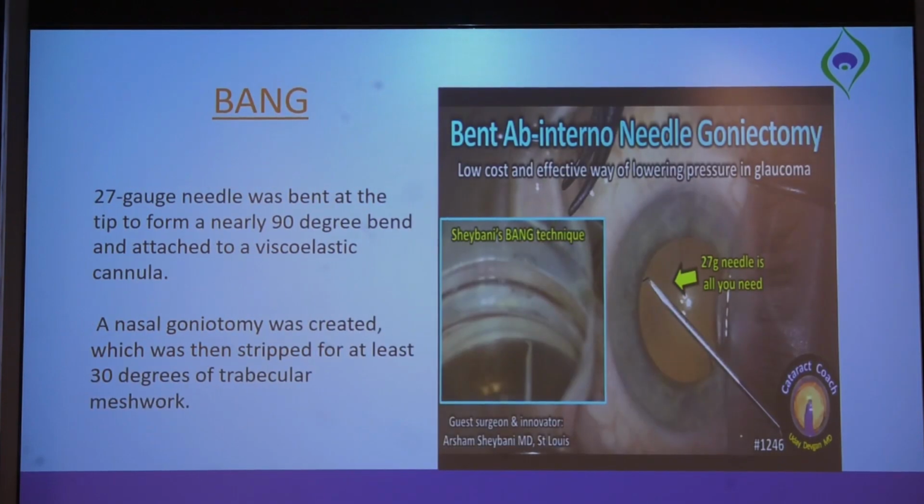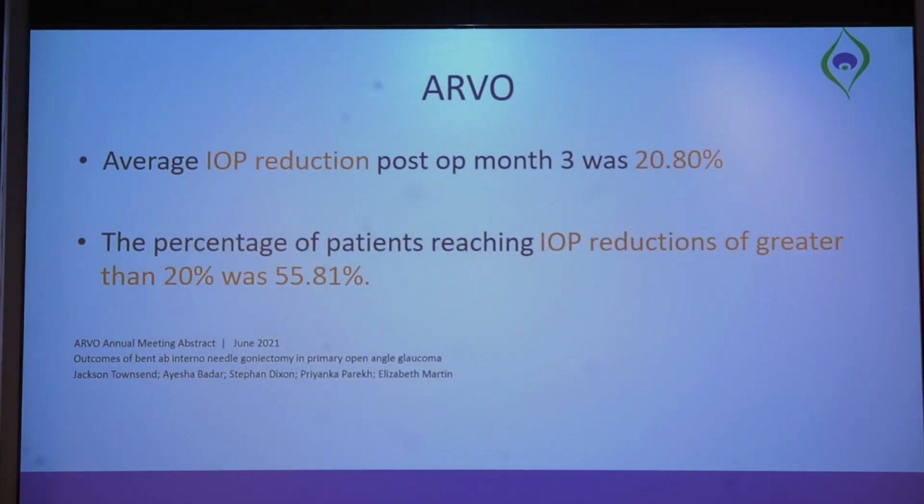The next procedure is bent ab interno needle goniectomy. This is the most cost-effective way to do it, as you just need a 27 gauge needle, which you bend 90 degrees at the end and just swipe a few clock hours of trabecular meshwork, exposing the Schlemm's canal. Now, this is a pretty simple and cost-effective procedure described by Dr. Shebiani. However, I did not find much scientific literature on this.